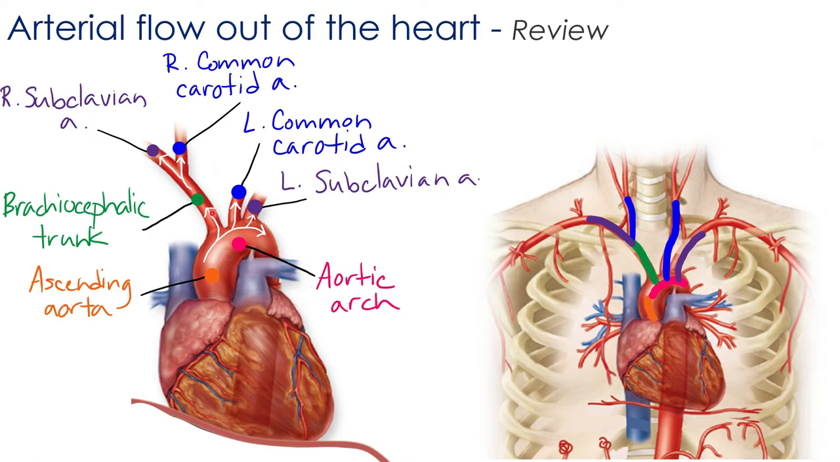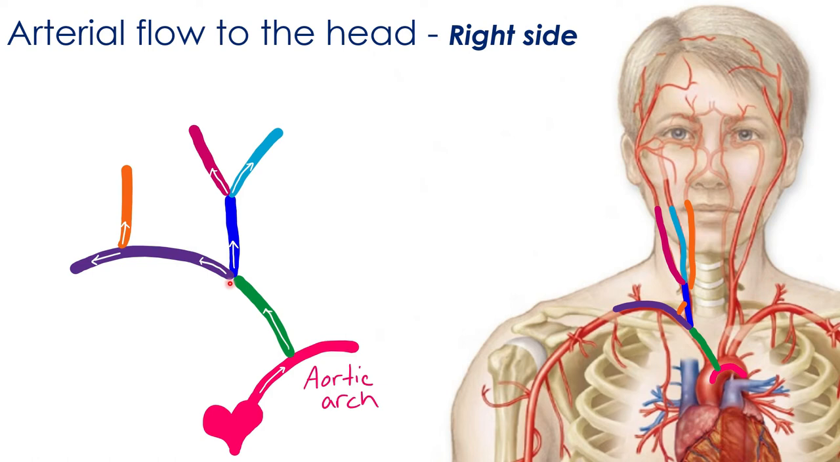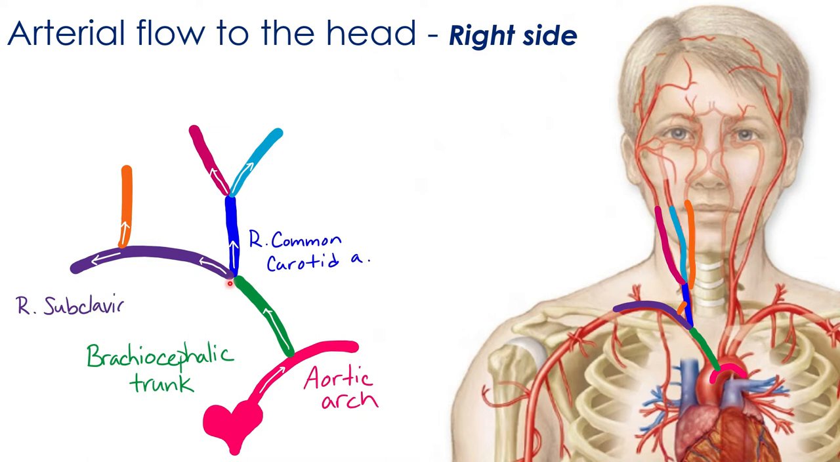Let's go ahead now and just focus on this right side. So we've already left the aortic arch and headed into the brachiocephalic trunk. And let's continue going on to the right side of the head and neck then. We noted already that the brachiocephalic trunk is going to split into the right common carotid and the right subclavian arteries. And now where are we going to go from there?